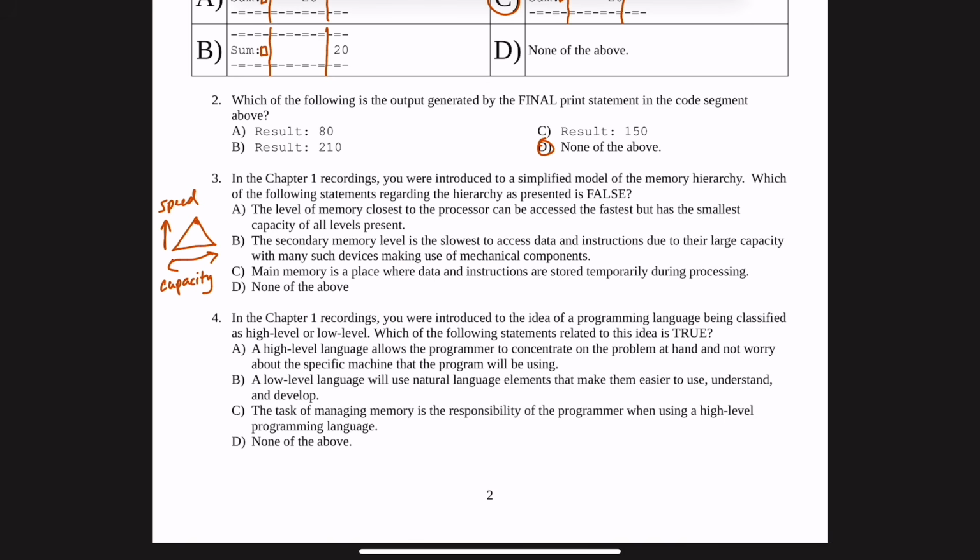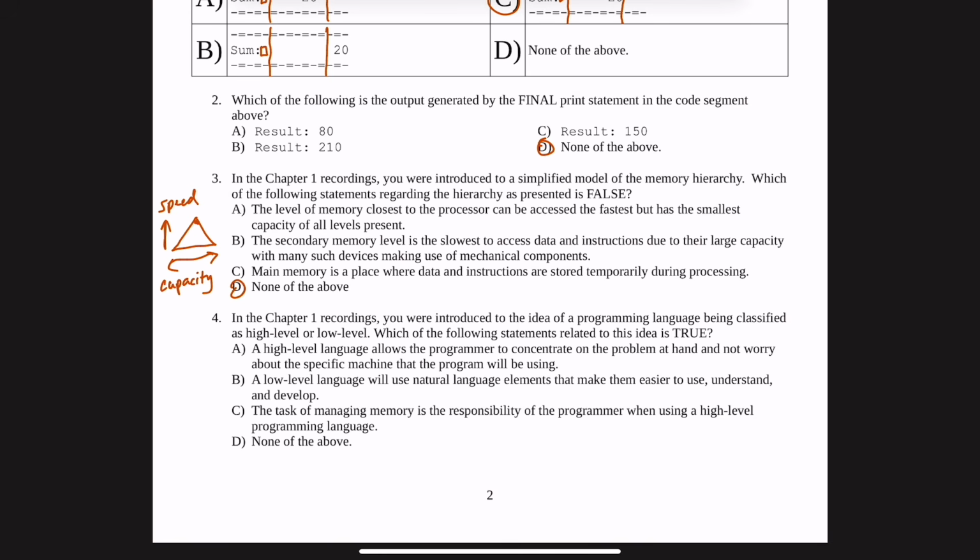C. Main memory is a place where data and instructions are temporarily stored during processing. So main memory is going to be like your RAM. So when you want to run a program, you're going to pull it out of your secondary memory, put it in main memory so you can fairly quickly access whatever you need. And then for the actual computation, you bring it up to the registers. But main memory is going to be the place where they're stored temporarily during processing. That's true. Then we go to D, none of the above.